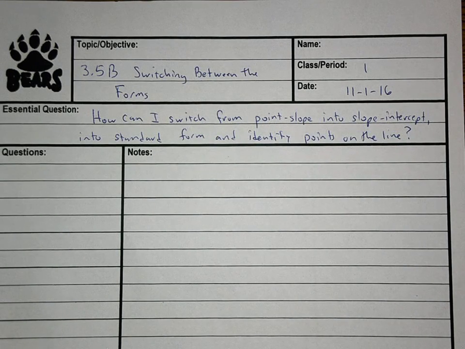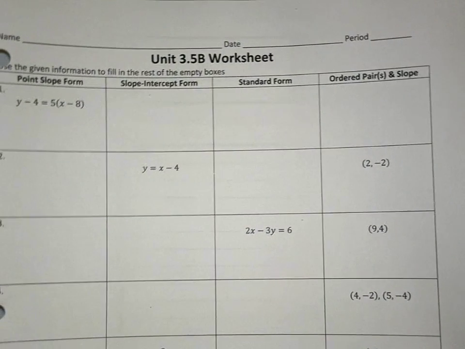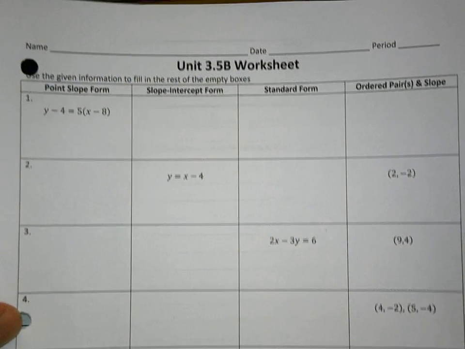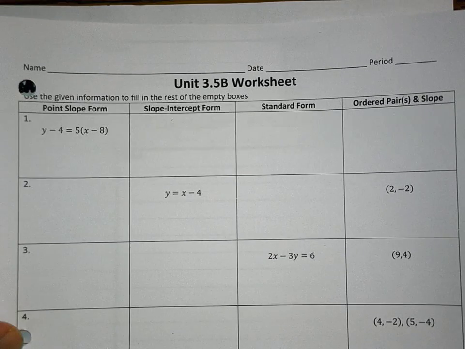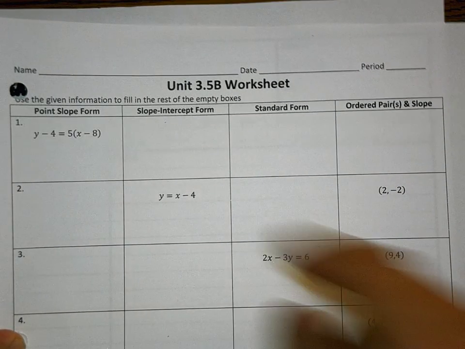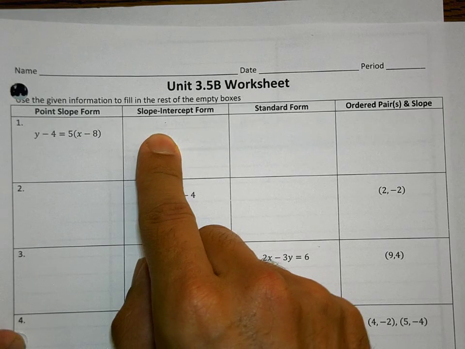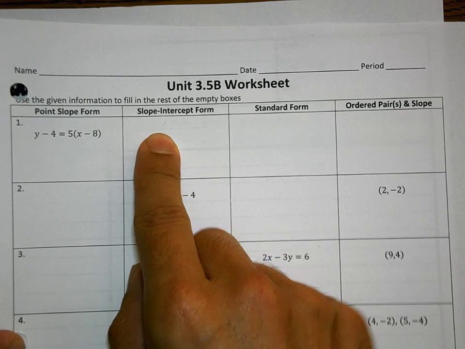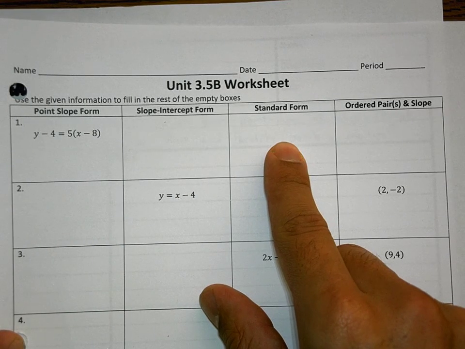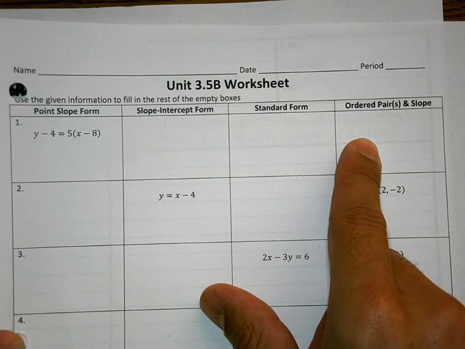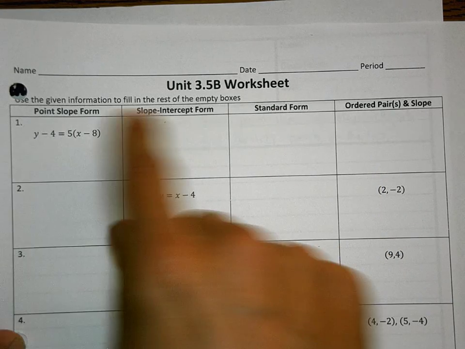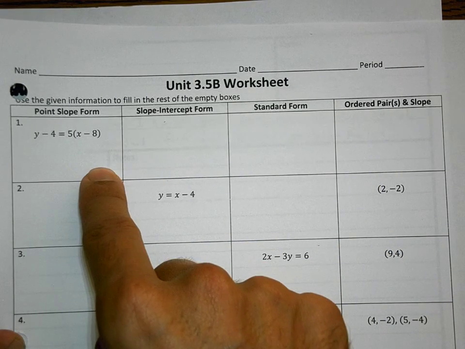So if I were to show you what your next worksheet looks like, it will look something like this. Okay? And here's the grid. This is what this is in point slope form. What is it in slope intercept form? What is it in standard form? What is the ordered pair and what is the slope for this particular equation?